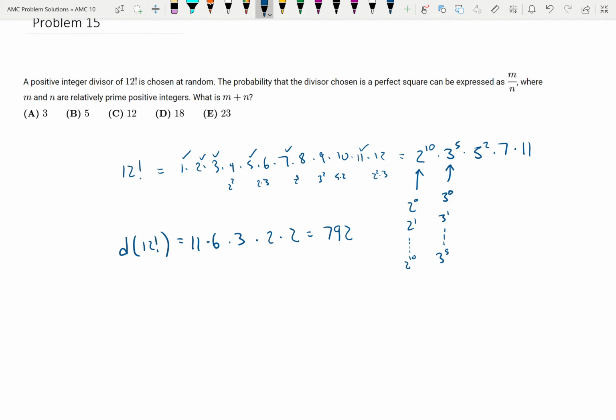And so now we think about how many of those are perfect square divisors. Of those 11, the ones that are perfect squares are, 1 is a perfect square, so 2 to the 0, then 2 squared, then 2 to the 4th, all the way up to 2 to the 10th, even powers of 2. So there are 6 perfect square divisors.